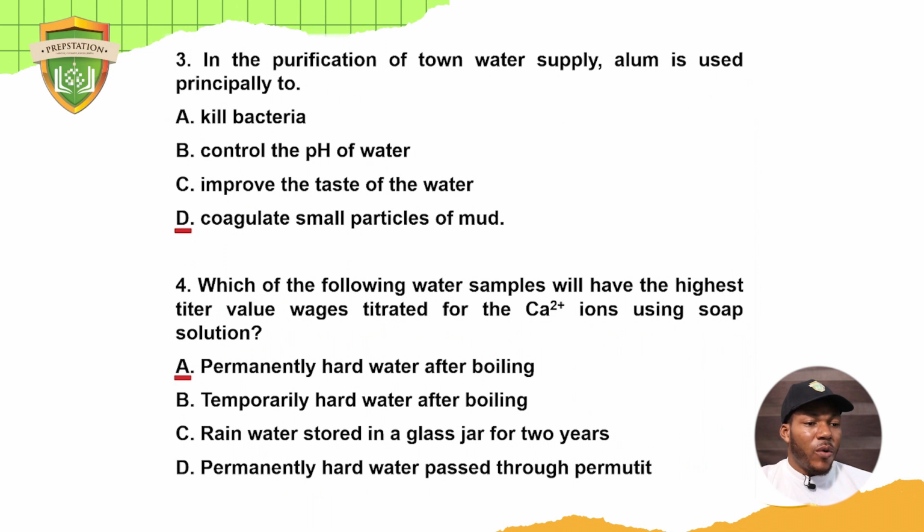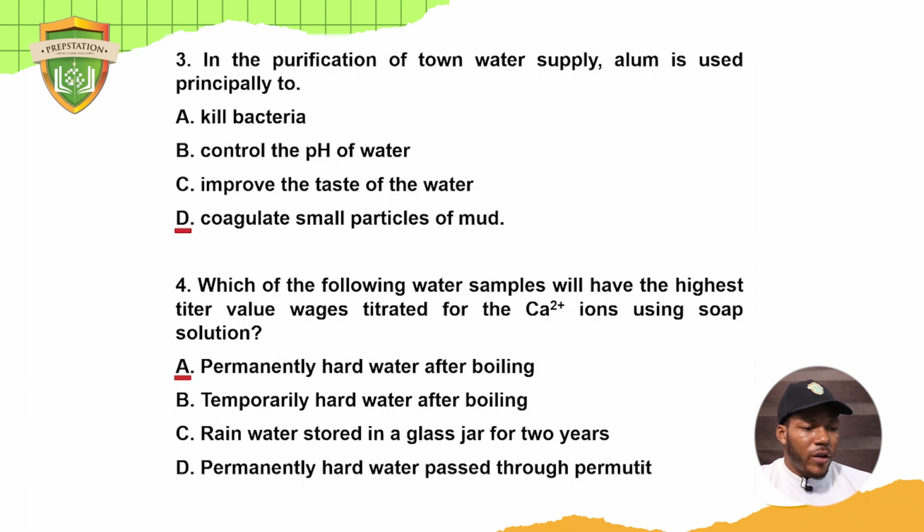In the purification of town water supply, alum is used to coagulate the small particles of what? Mud. That is to make the particles in the water coagulate so you can filter them out. That is the function of alum. What of chlorine? To kill germs. What of iodine? To prevent simple goiter. What of fluorine? To prevent tooth decay. So note all the functions of these. They can pick questions from there to ask you.